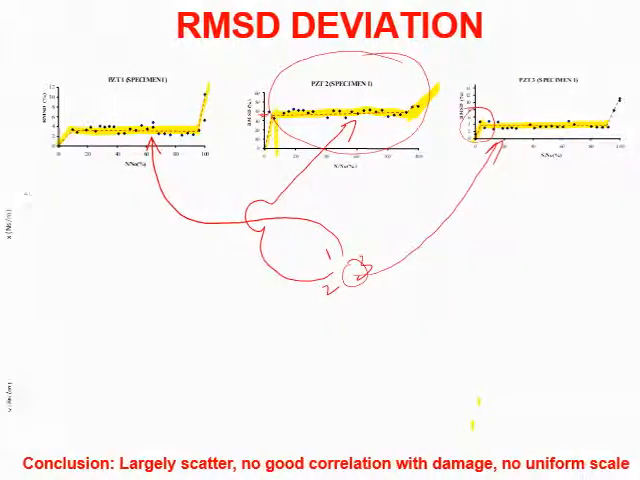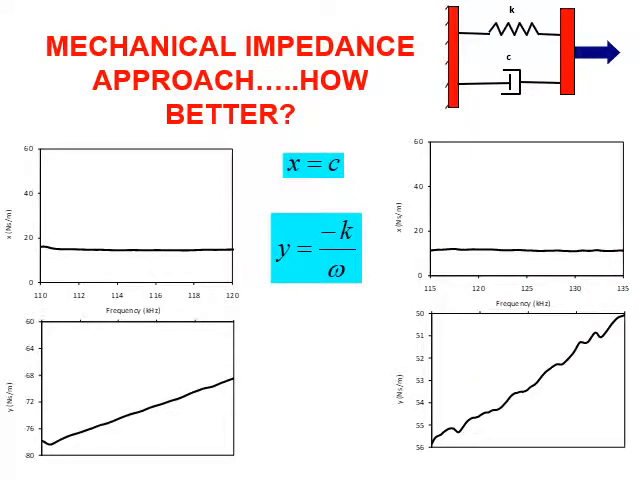But when we use the mechanical impedance approach, we get much better results. From the mechanical impedance point of view, we get a result where X is constant, Y came out to be negative, and the value decreases with increasing frequency. So we could immediately make out that it is a parallel spring damper combination, and we could then get the values of C and K.